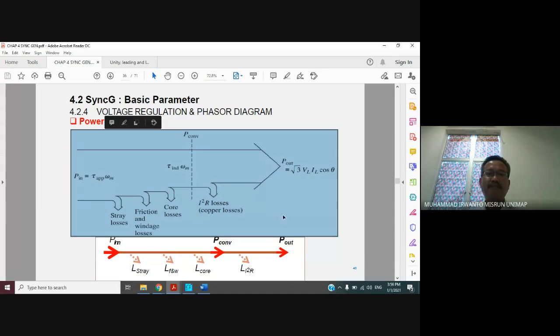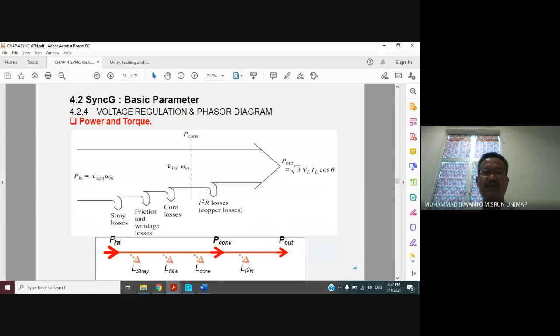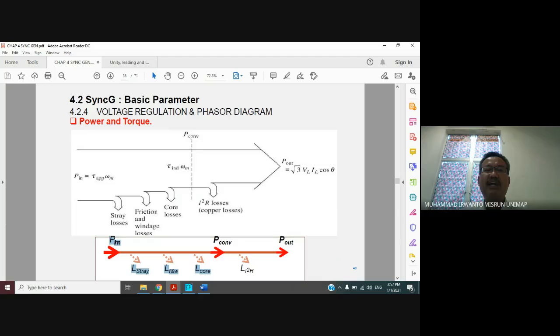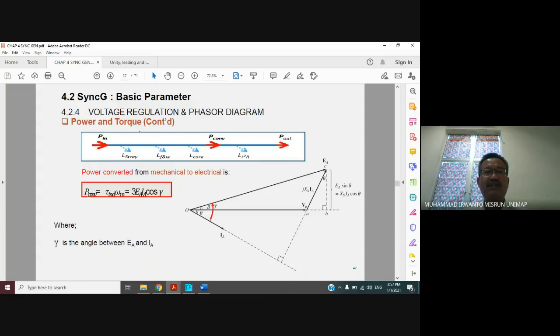Same for this one. And then here we have the compact power. The compact power here is given by this formulation. Compact power is equal to induced torque multiplied by mechanical speed, which is equal to 3 EA IA cos gamma. Gamma is the angle that forms between the armature current and the internal generated voltage.